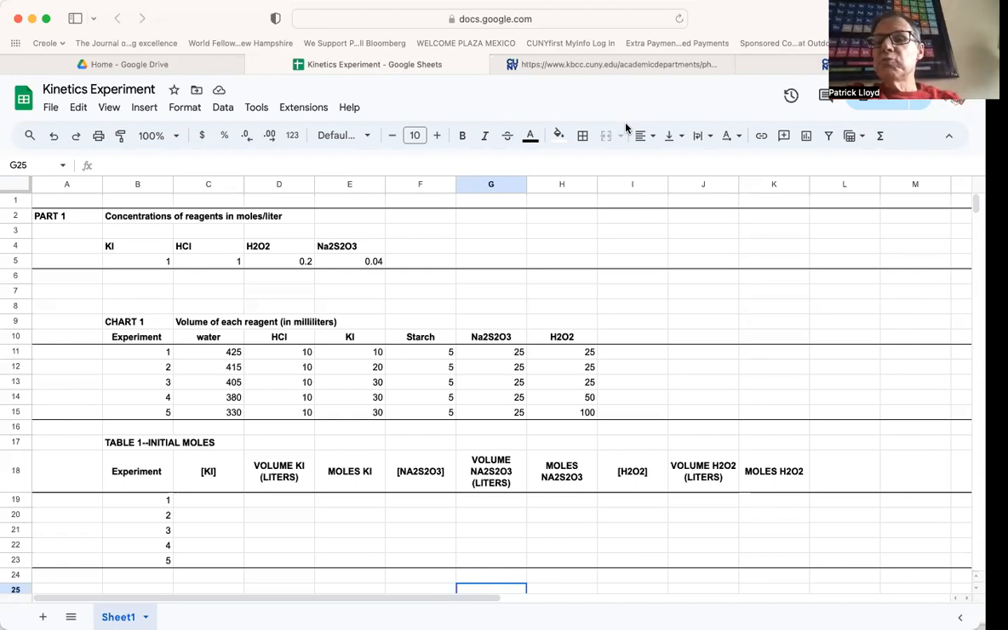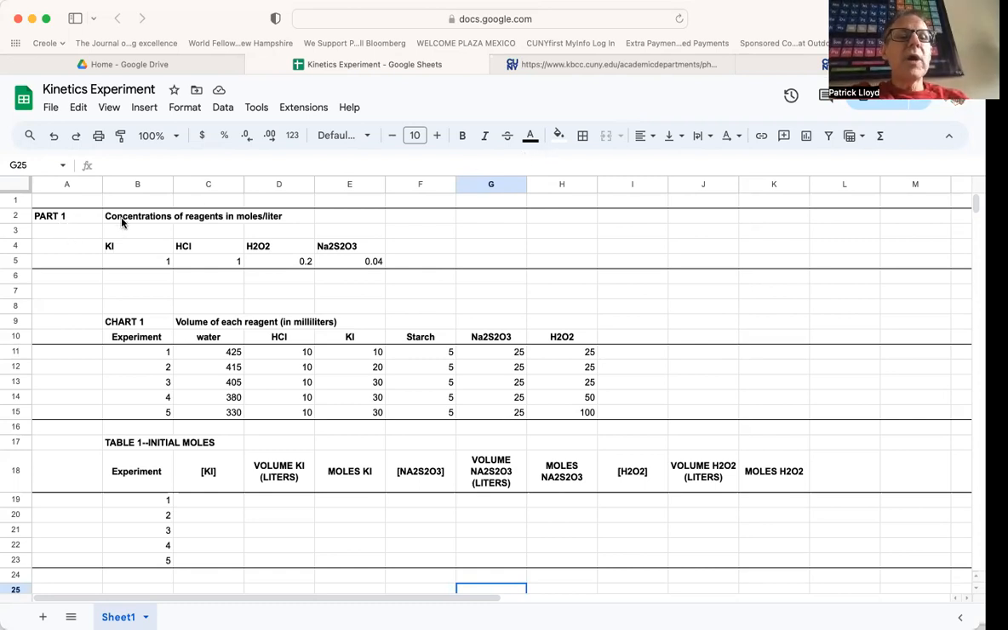Of course, you probably pooled the data with other students, so you're using classroom data. We're not going to get into the numbers of the times yet. That'll be in a later table. But I'm going to begin with table one. So let's start here. We're doing part one, which is the effective concentration.